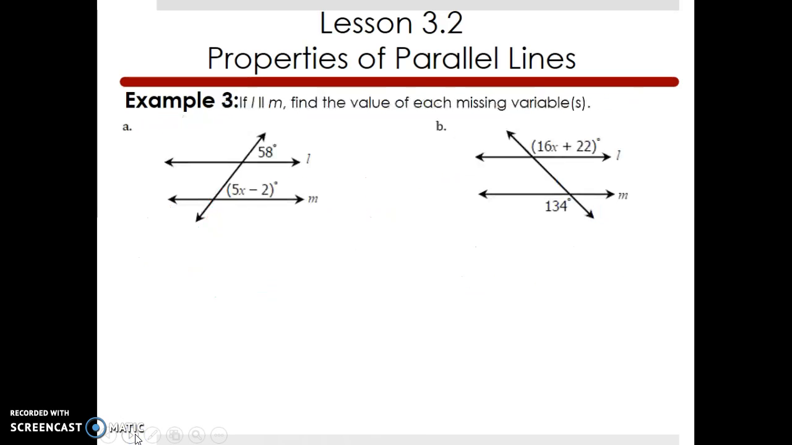So what's the relationship with this angle and this angle? Well, it's telling you it's already parallel. So these are corresponding angles. And corresponding angles from your notes are going to be congruent. So that means 5x minus 2 equals 58. So that's going to be 5x equals 60. And I'm going to divide by 5 on both sides and I get x equals 12.